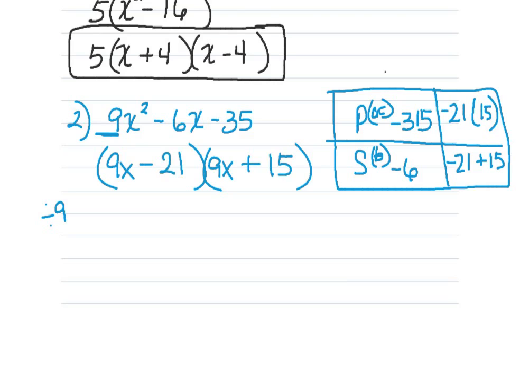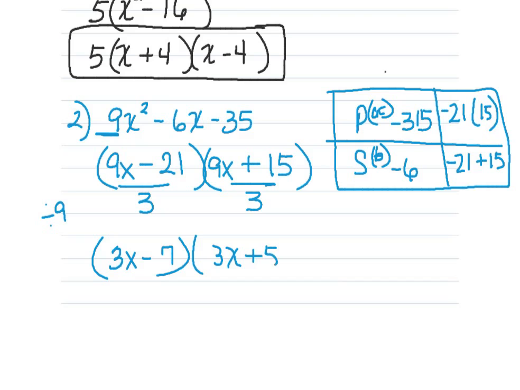And now let's correct the mistake that we made. If you look, you cannot divide any one binomial by 9, but we can divide both of them by 3, which is the same in essence as dividing by 9. So let's go ahead and divide. This would be 3x minus 7 times 3x plus 5. I take a good look at both of those binomials. Is there anything else I can do to factor? The answer is no. And so that is the factored form.